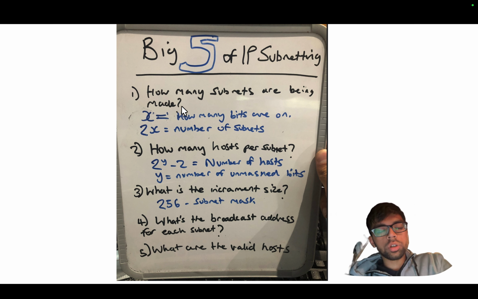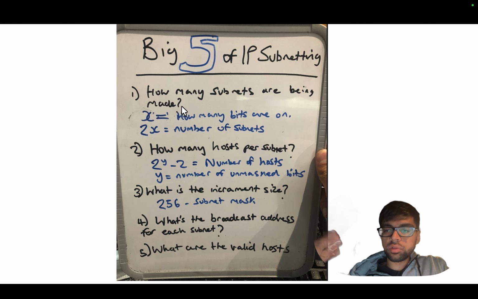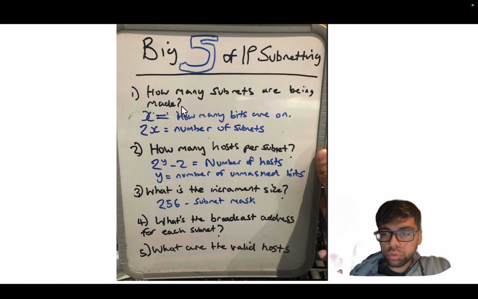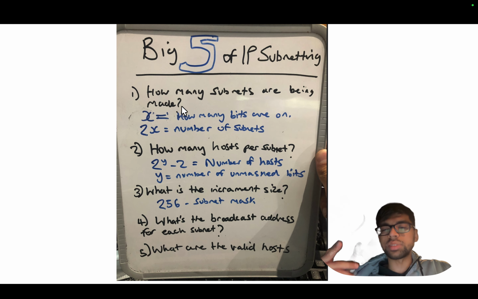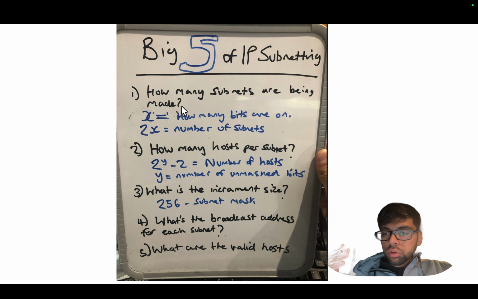Number 2 is how many hosts are being created per subnet. So how do we work that out? 2 to the power of how many unmasked bits there are. So with 255.255.255.224, you've got 5 bits that are 0. You do 2 to the power of 5, which is 2 times 2 is 4, times 2 is 8, times 2 is 16, times 2 is 32. 32. But we're not finished there.